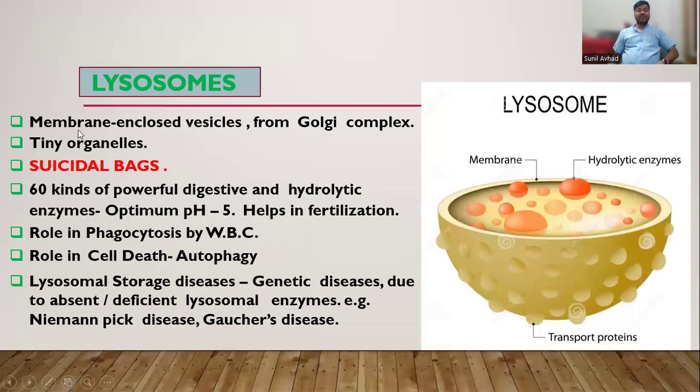Lysosome is a membrane enclosed vesicle of the Golgi complex. It is a tiny organelle. It is also called a suicidal bag. There are 60 kinds of powerful digestive and hydrolytic enzymes. It plays a role in phagocytosis, cell death, or autophagy. Various storage diseases like Niemann-Pick disease or Gaucher disease also occur. This is diagrammatically how the lysosome carries the hydrolytic enzymes. Membrane is there as well as transport protein.